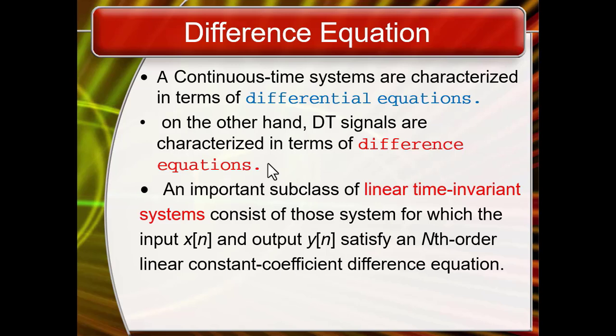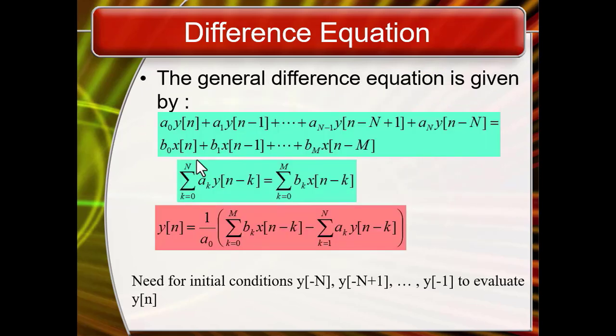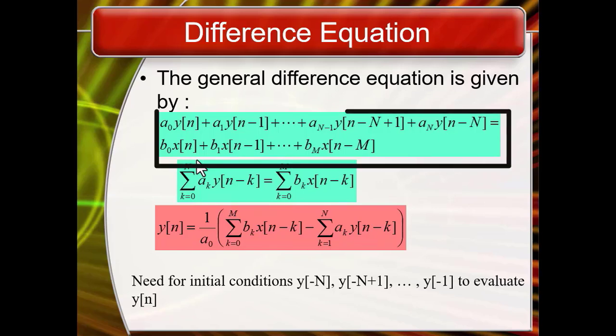An important subclass of linear time invariant system consists of those systems for which the input signal is x of n and the output signal is y of n, and it satisfies the nth order linear constant coefficient difference equation. So the general form of the difference equation is given by a naught y of n plus a1 y of n minus 1 plus a n minus 1 y of n minus n plus 1 plus a n y of n minus n is equal to b naught x of n plus b1 x of n minus 1 plus bm x of n minus m.